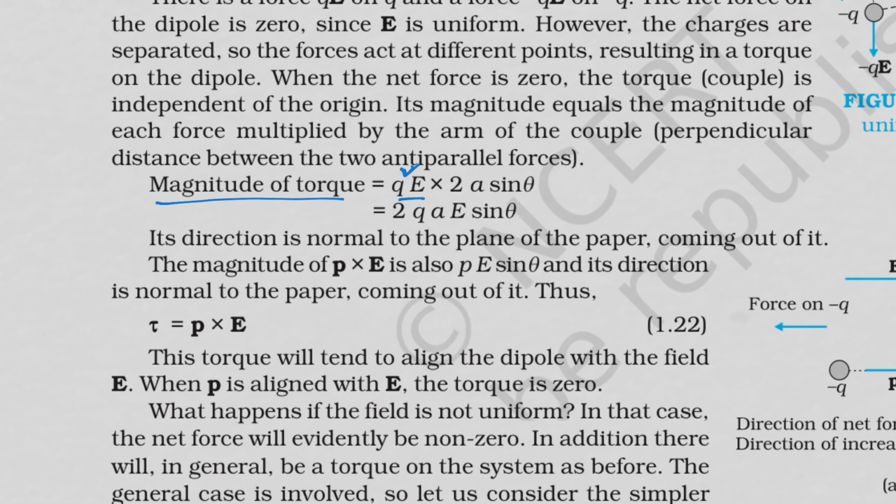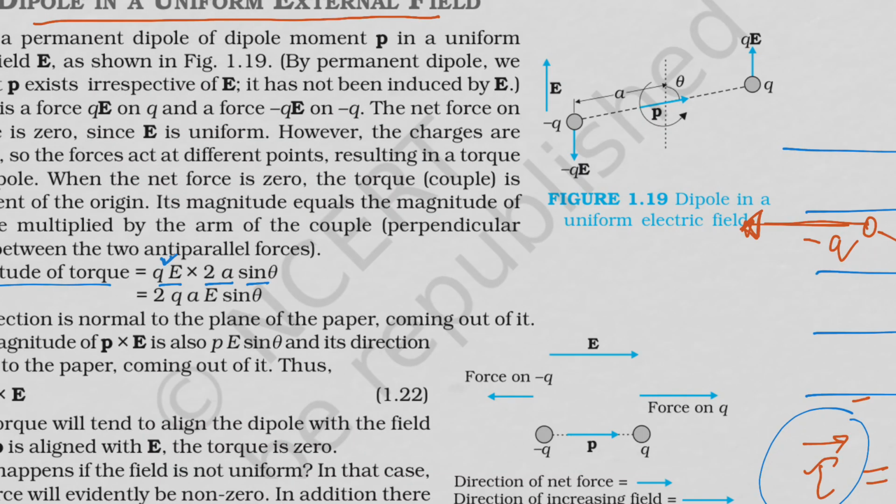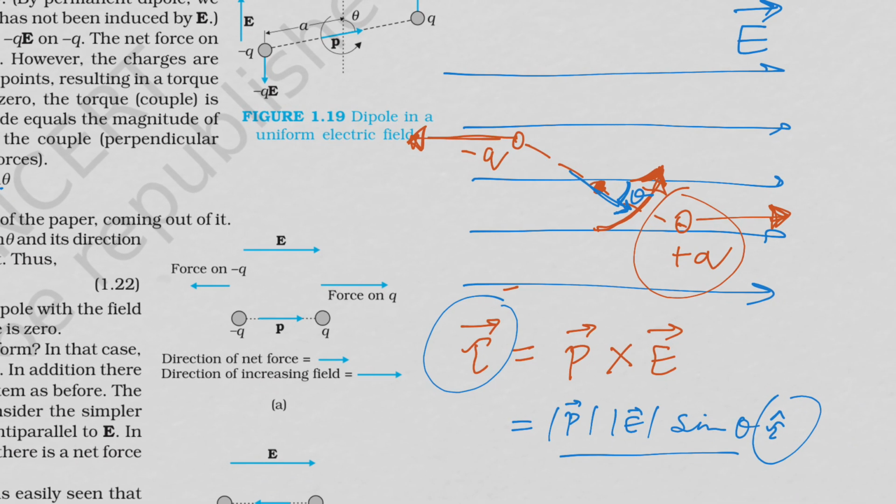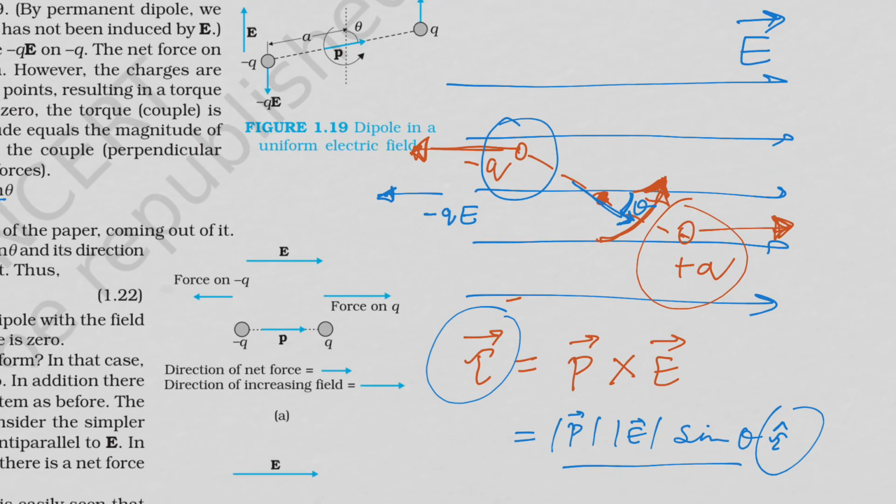And as you can see in your book, it is written that the magnitude of the torque is Q into E, that is the force, multiplied by 2A sine theta. Now why Q into E? Why force? Because force will be applied on both the charges. So this force is towards the left side, and this force is minus Q into E. Because F, as you know, is actually Q into E. Force is charge multiplied by electric field, or electric field is force upon charge. This we have done before.